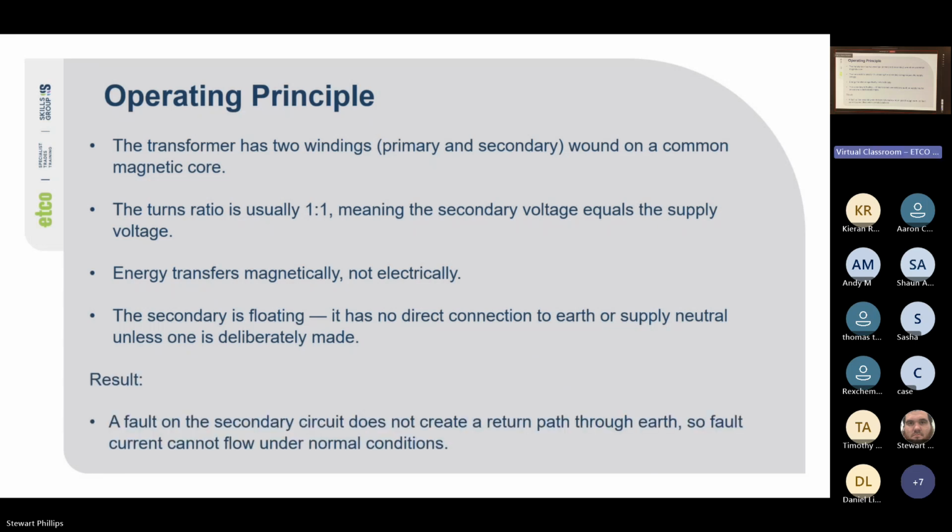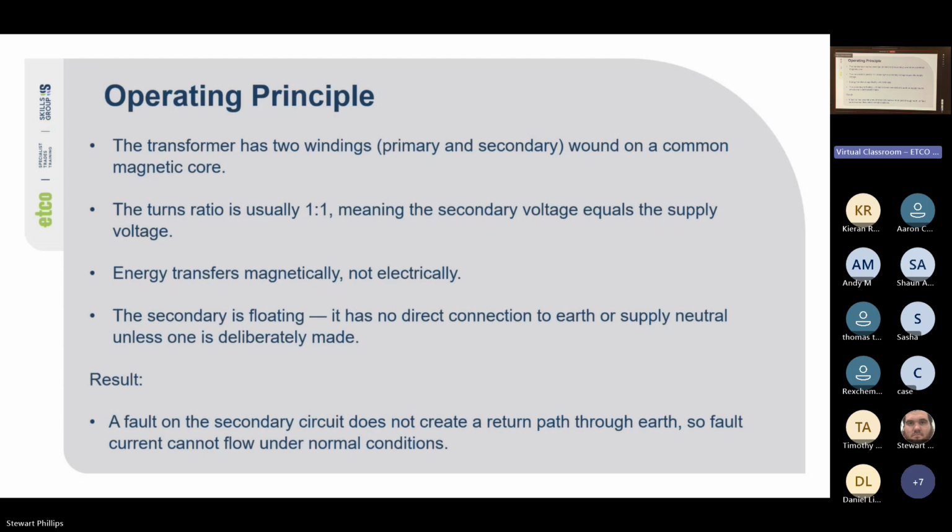So the result: a fault on the secondary circuit does not create a return path through the Earth. So fault current cannot flow under these normal conditions. If someone accidentally contacts one conductor on the secondary side, current has nowhere to go. There's no circuit back through Earth. That's the key safety advantage.